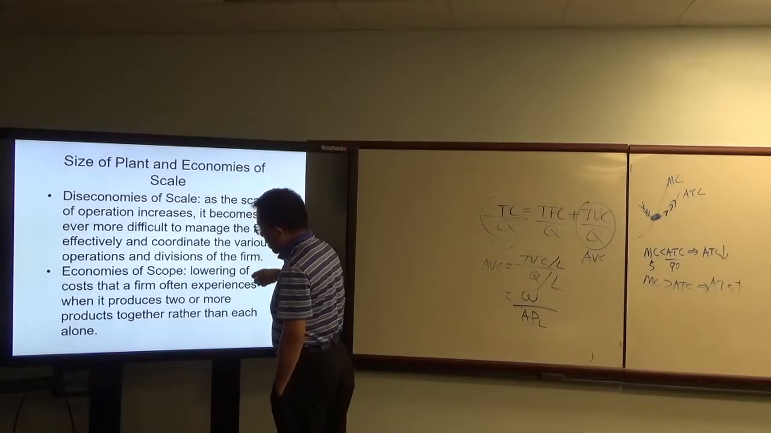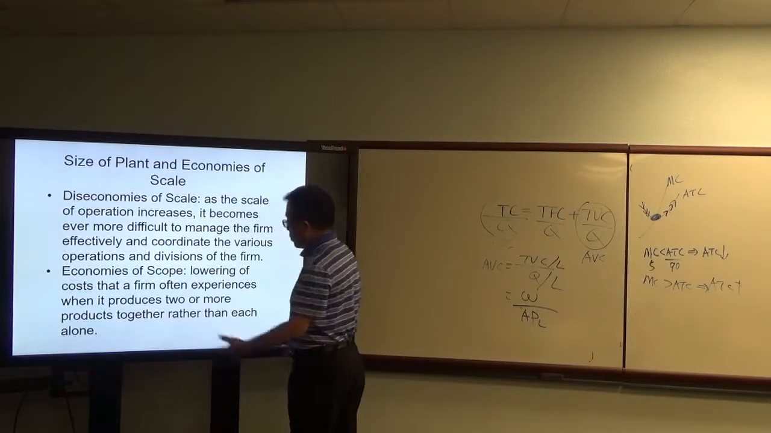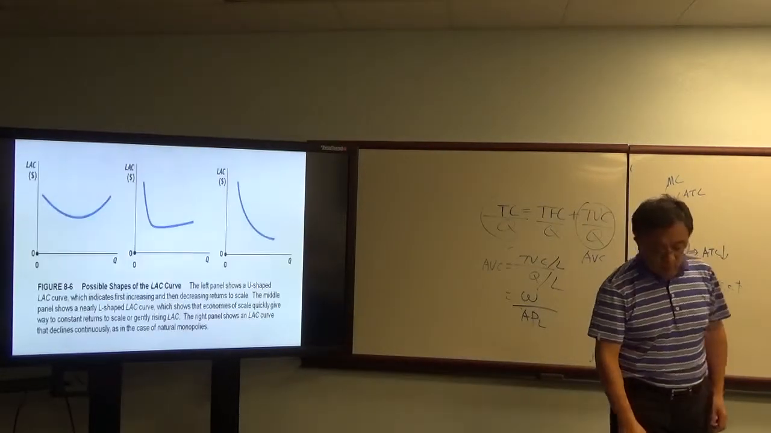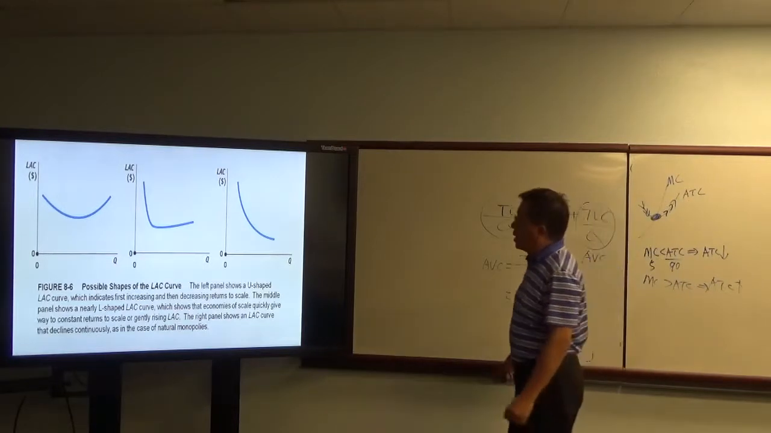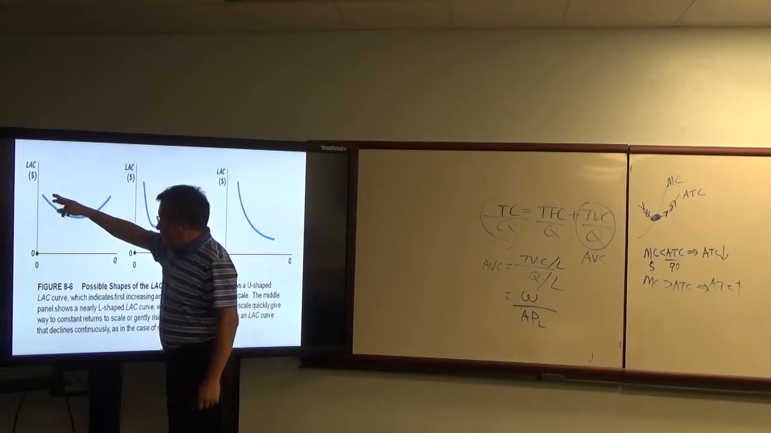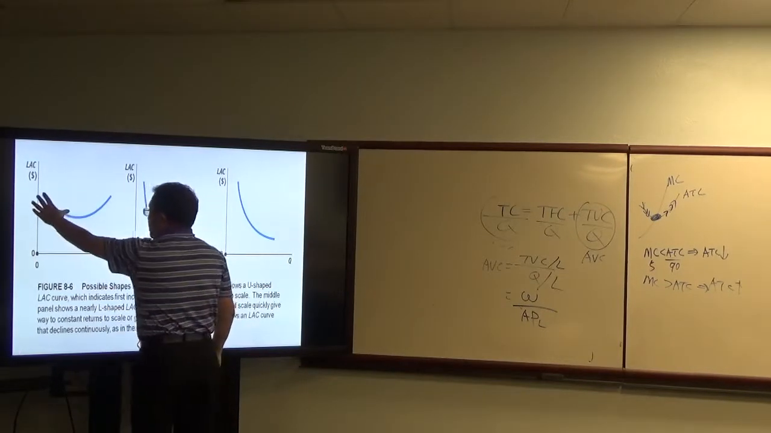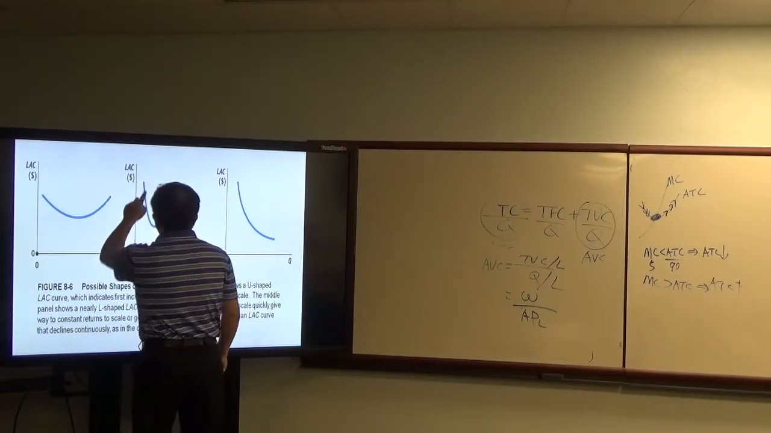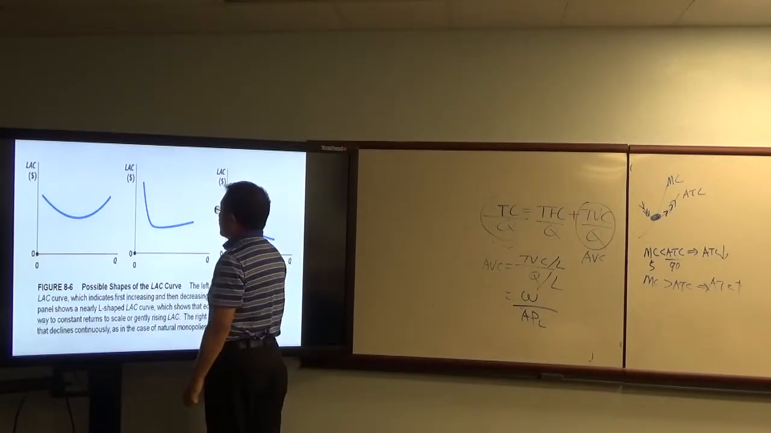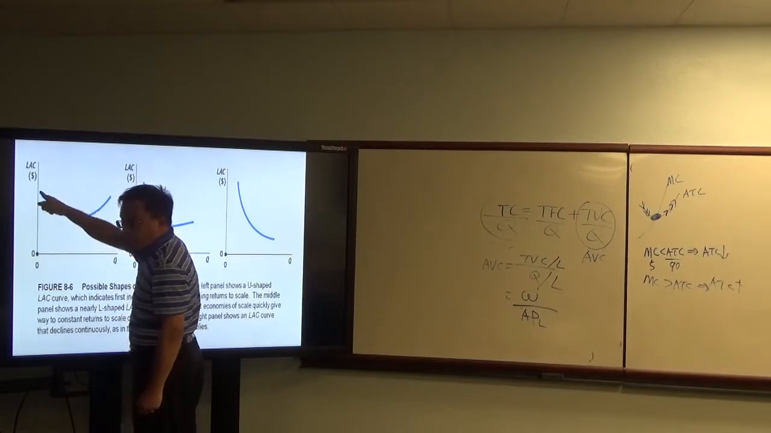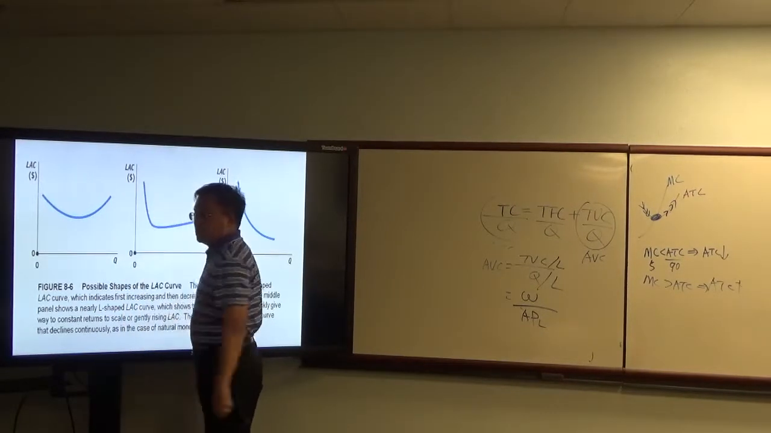You can lower the cost if you produce more different kinds of products. And I have some graphs here, so you can see. This one is typical, right? You have a portion of economies of scale followed by diseconomies of scale. And how about this one? It takes a while for the economies of scale to disappear, right? It takes a while. This one, very quickly.